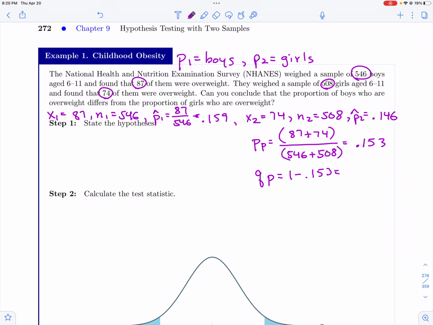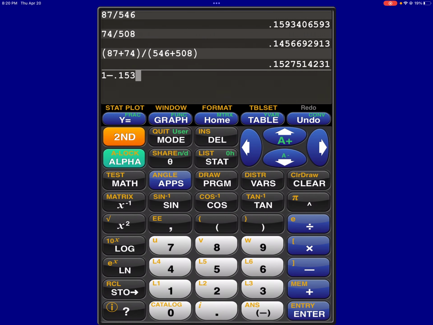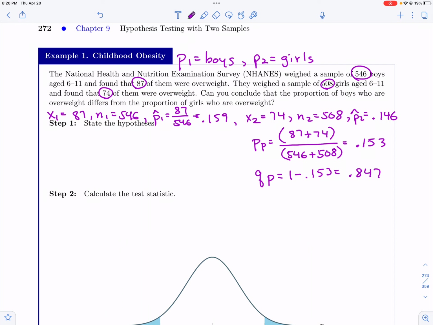So when we do that, 1 minus 0.153, we end up with 0.847. All right, so now we have all the background information we need to be able to do all of our different test statistics. So first thing, let's go ahead and find our claim. So our claim is in this last statement.